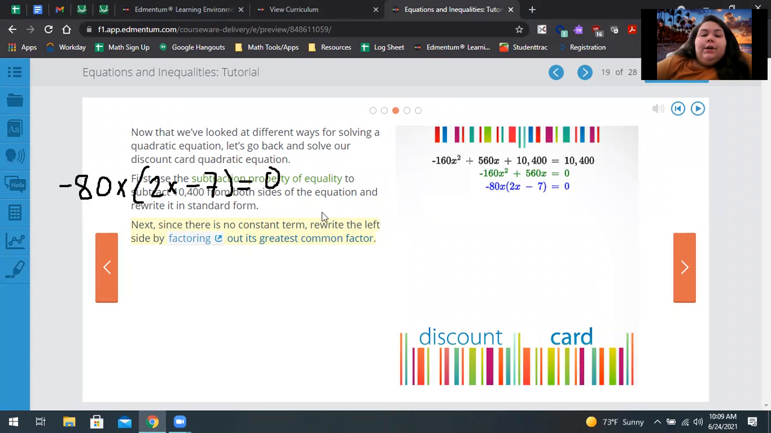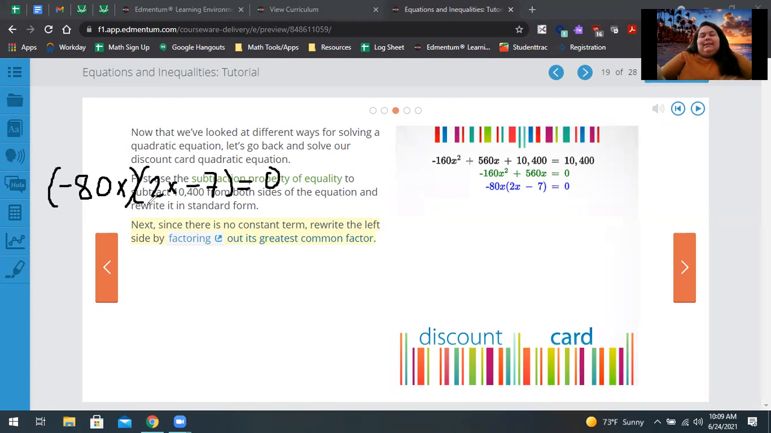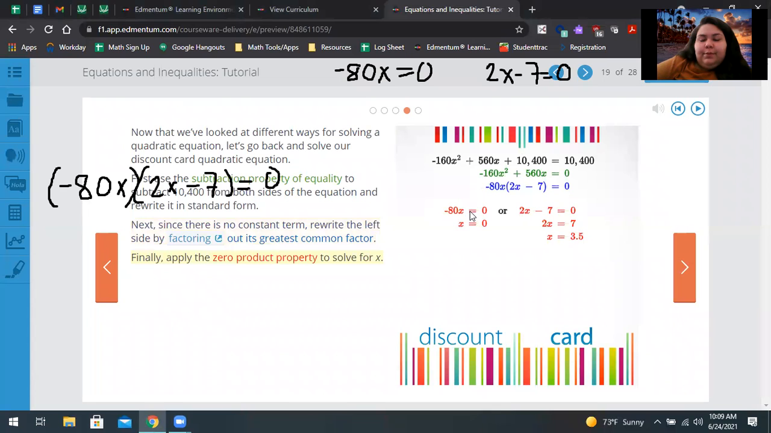So here, what we want to do is what we did for factoring, where this also has a set of parentheses. Remember, we separated the parentheses and set them equal to 0. So here it'd be negative 80x, that's one factor, set equal to 0. And we take the other factor, 2x minus 7, also equal to 0. Here they separated and solved for x independently. To get rid of the negative 80, they divided both sides by negative 80, so x is equal to 0. And then they added 7 to both sides and divided by 2. That's how they got 3.5.